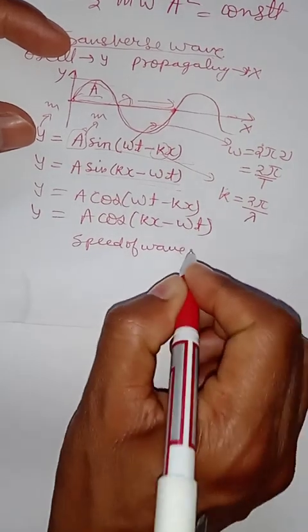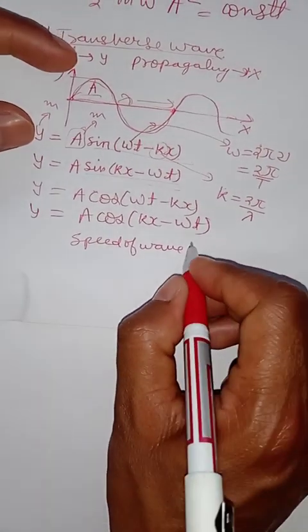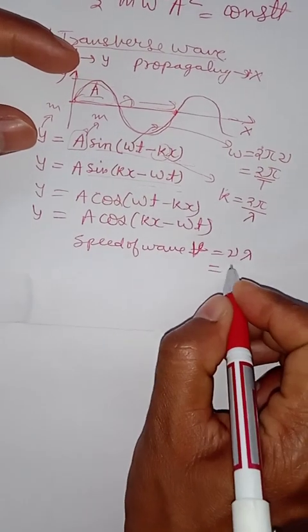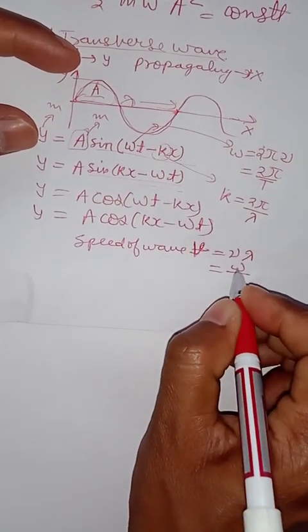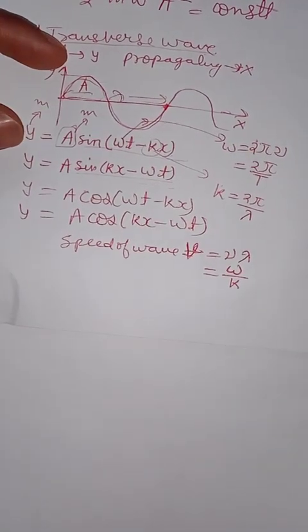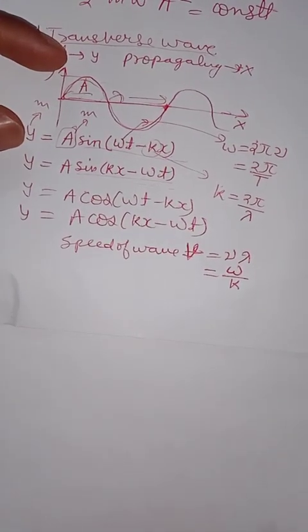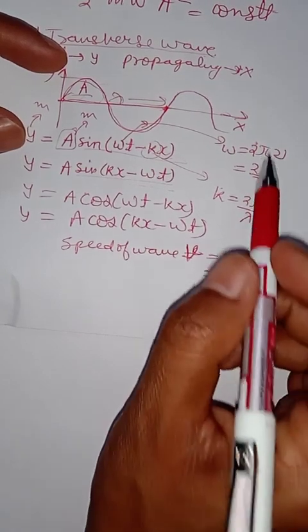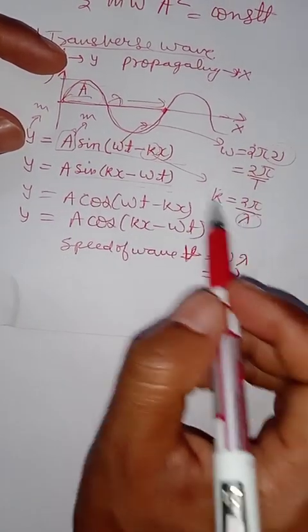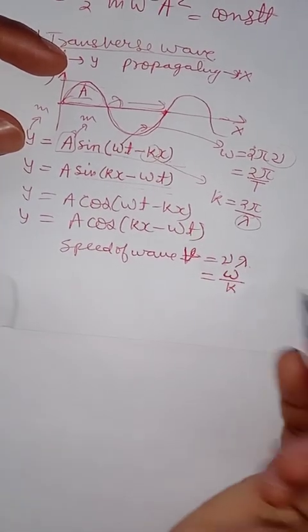Few more things. Speed of wave v equal to nu lambda, and also omega by k. If omega and k are given, then directly you can write this. Otherwise, from these formulae, you can find nu and lambda, and then you can put it here also.